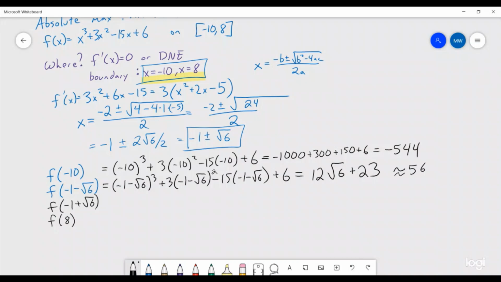So this is about 56. And if we do the same thing, but instead of minus the square root of 6's, we have plus square root of 6's, it will go to a number that's probably pretty close, but let's see exactly what that is. That goes to 23 minus 12 square root of 6, which is about negative 7-ish. So the first one, let's actually write down exactly what that is.